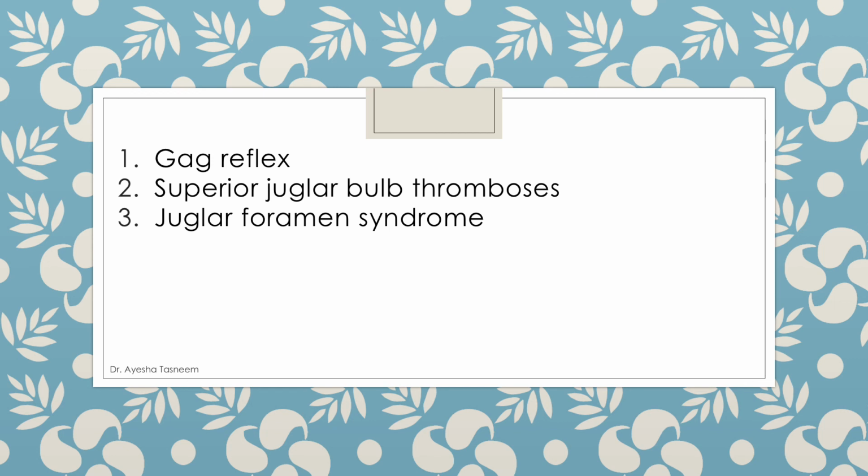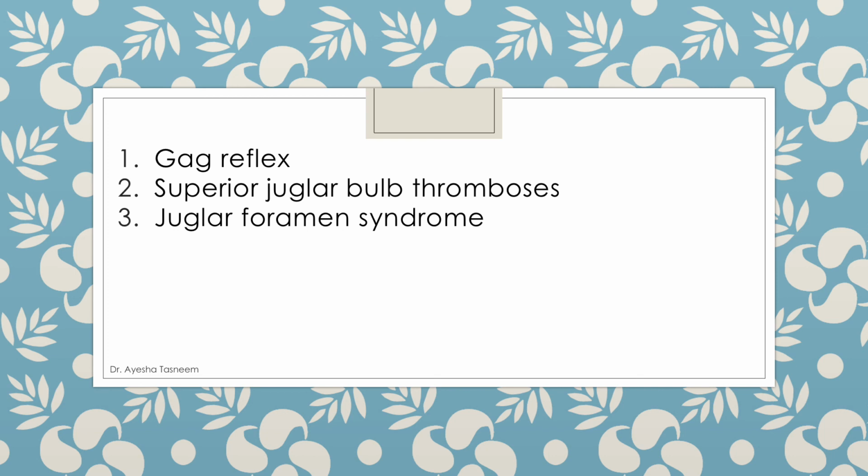Next we come to the second lesion. Actually the gag reflex is not a lesion, it is a normal functioning of the nerves that are basically the ninth and 10th nerves. The second is the superior jugular bulb thrombosis. This is mostly caused by the otitis media. Then we come to the jugular foramen syndrome.